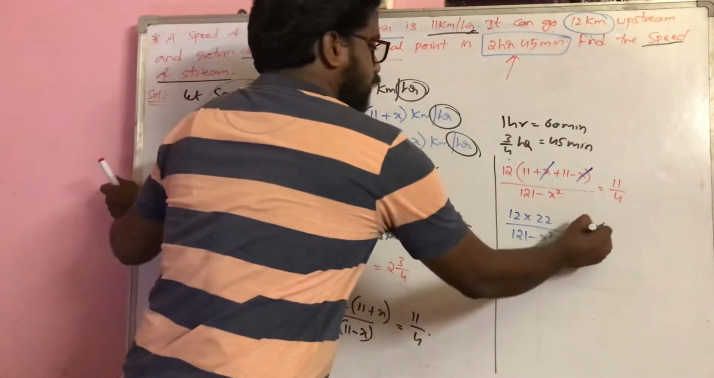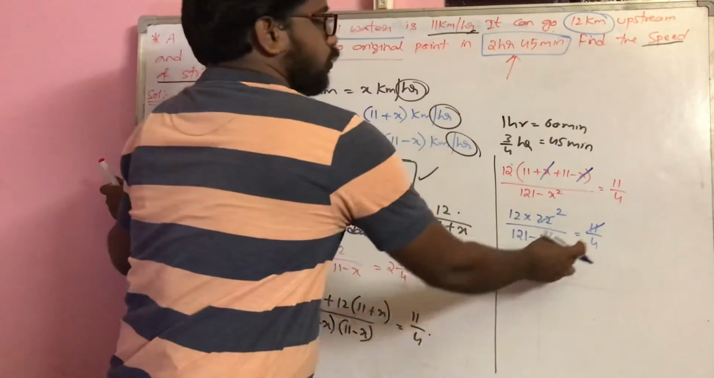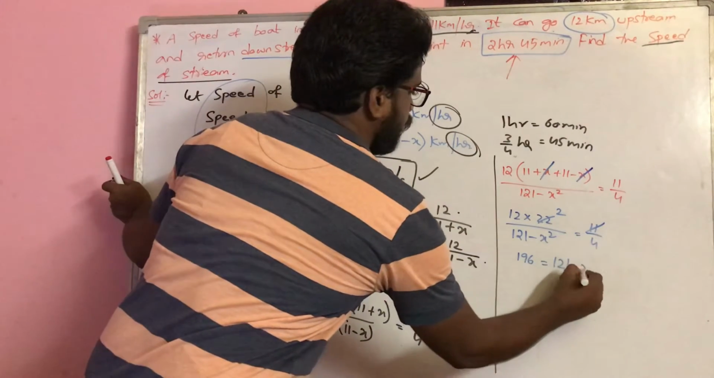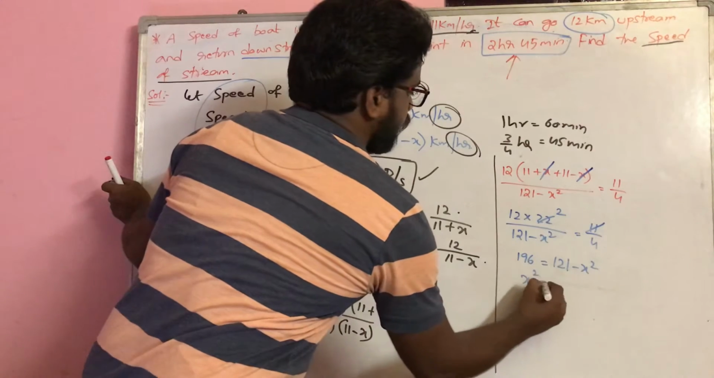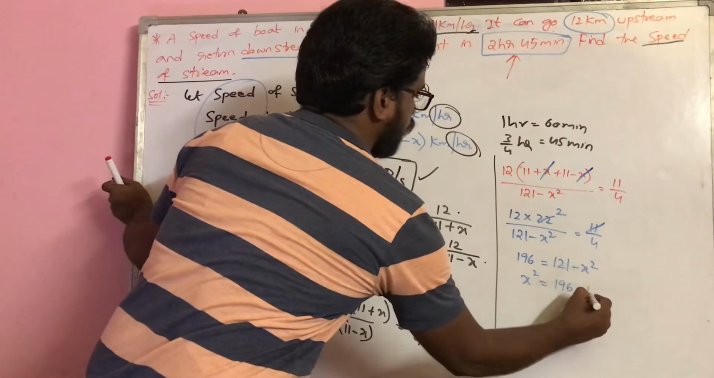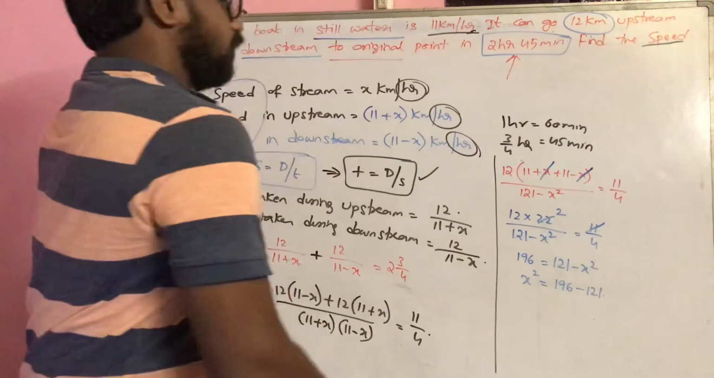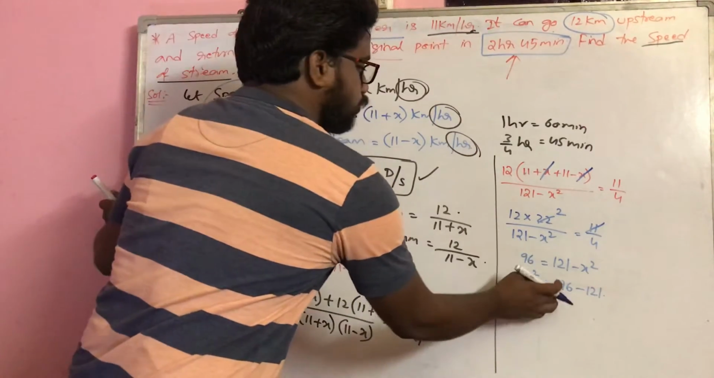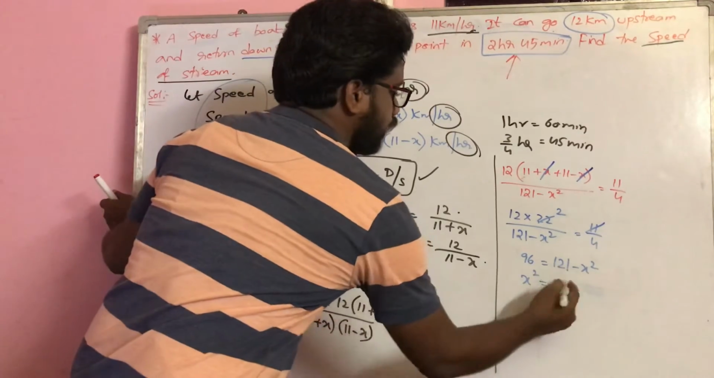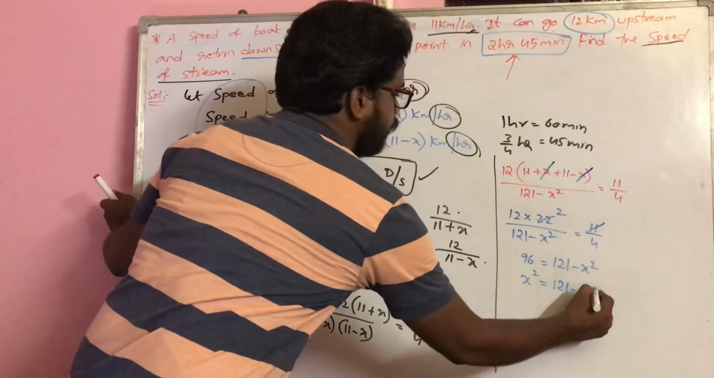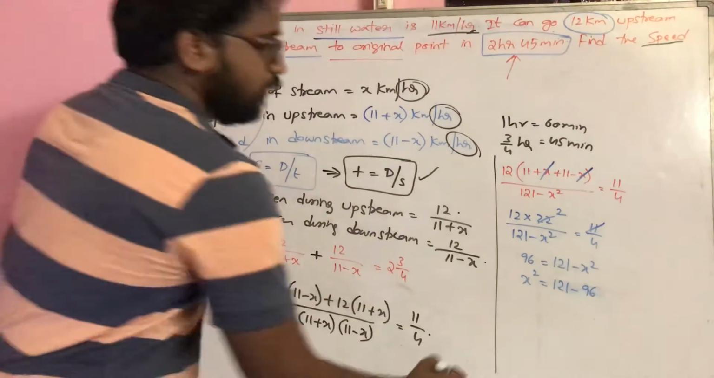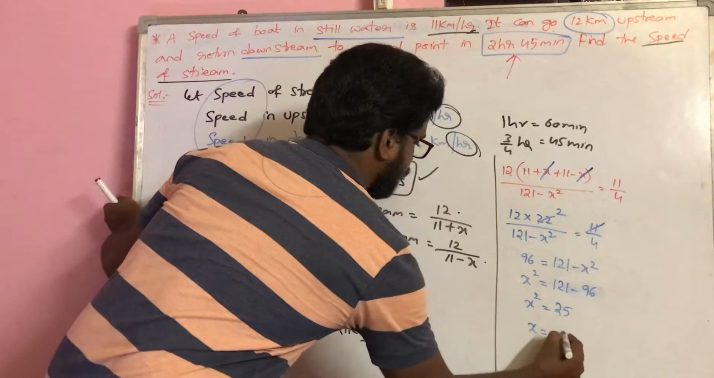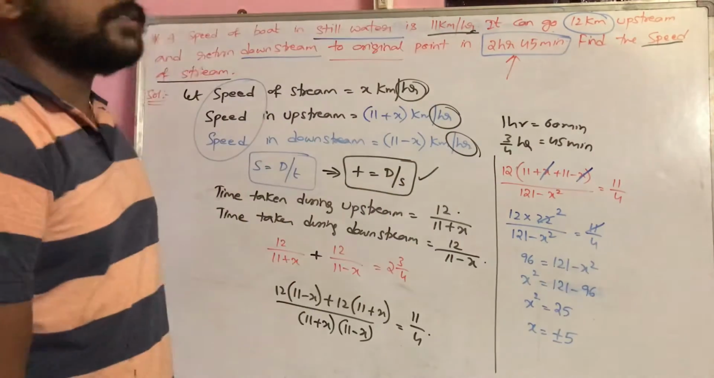So 11 cancels here 2 times. If you do the cross multiplication, 12 into 8, 96 is equal to 121 minus x square. That means x square is equal to 121 minus 96, because 12 into 8 is 96. So x square is equal to 25. You will be getting x is equal to plus or minus 5.